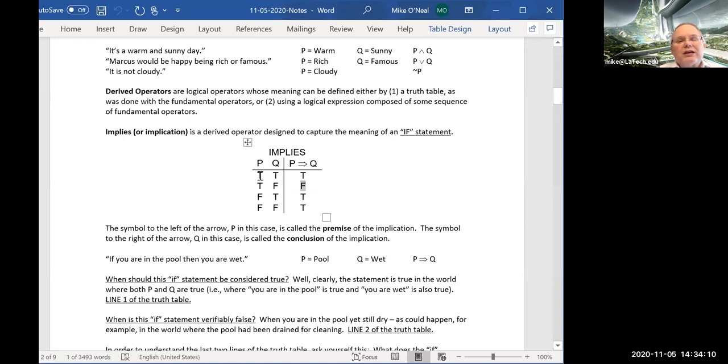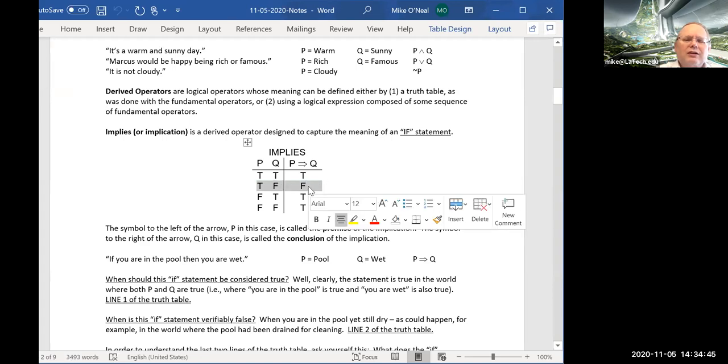So in the timeline, in the reality where P and Q are both true, then that if statement in that world was true. But if I tell you that if you're in the pool, then you're wet, and you are in the pool, but you are not wet, then in that world, this if statement was false. It was incorrect. And you might say, but how can it be incorrect? If you're in the pool, then you're wet. That just makes common sense, Mike. I can't imagine this world. And I'm like, well, think just a second. You can imagine this world.